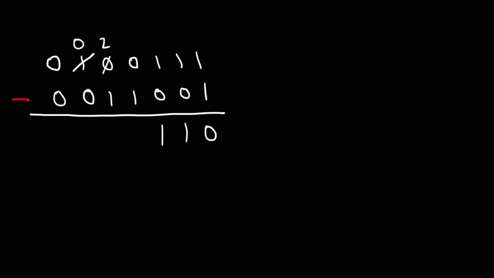Now, we need to borrow a 1 from this 2. And so this is going to become a 2. 2 minus 1 is 1. 1 minus 1 is 0. And then 0 minus 0 is just 0. So now let's see if this actually works. So this is 1, 2, 4, 8, 16, 32, 64.